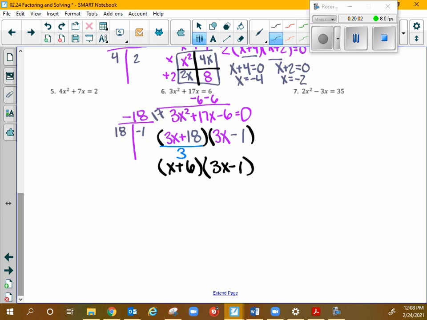Now we can solve. X plus 6 equals 0. 3x minus 1 equals 0. What's my first x? Negative 6. What's my second one? 1/3.